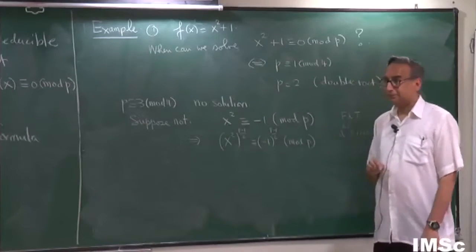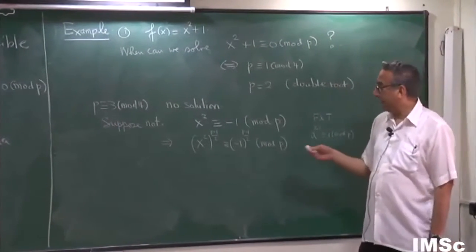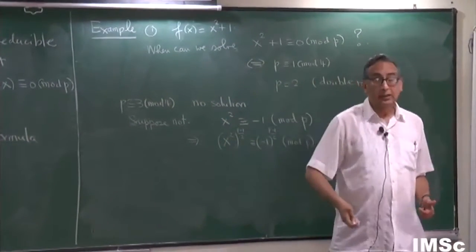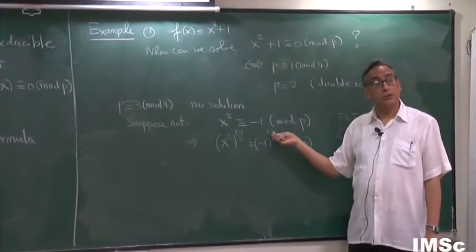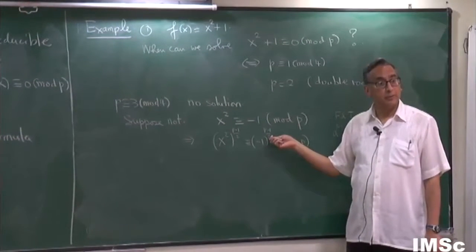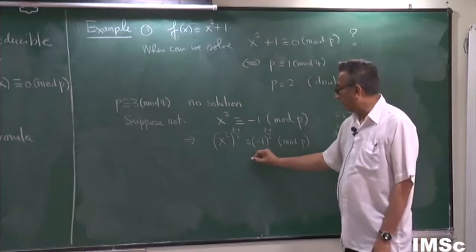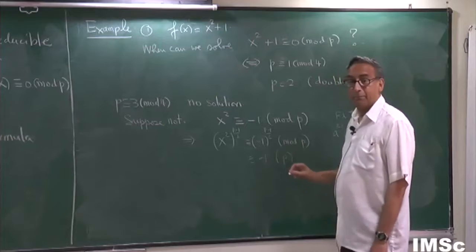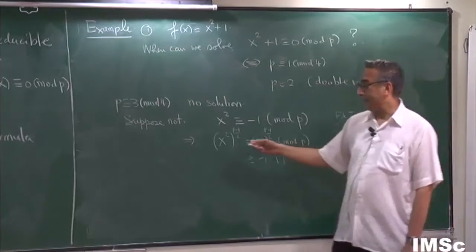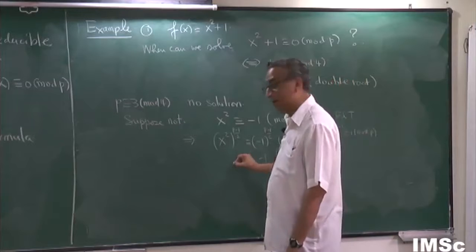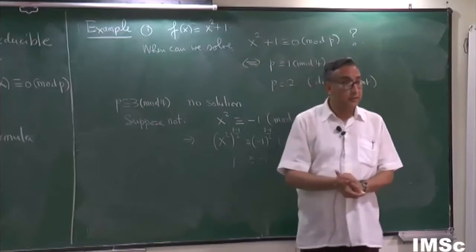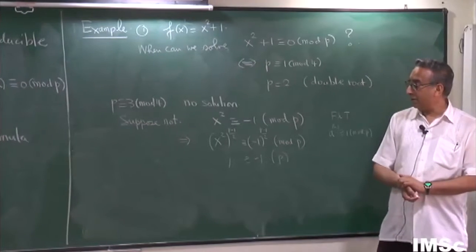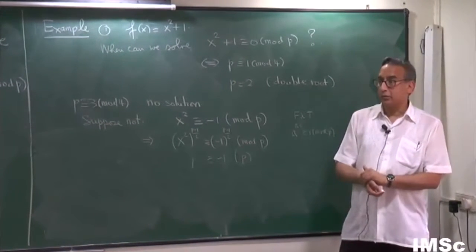Now p is congruent to 3 mod 4, so it looks like 4k plus 3. When I subtract 1, that's 4k plus 2. Divide by 2, that's 2k plus 1, an odd number. So this is congruent to minus 1 mod p, exactly. But Fermat's little theorem tells me the left-hand side is congruent to plus 1 mod p. Therefore, I have a contradiction. In this case, p congruent to 3 mod 4, there's no solution. I just use Fermat's little theorem.